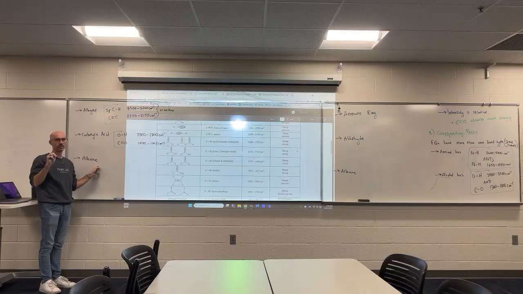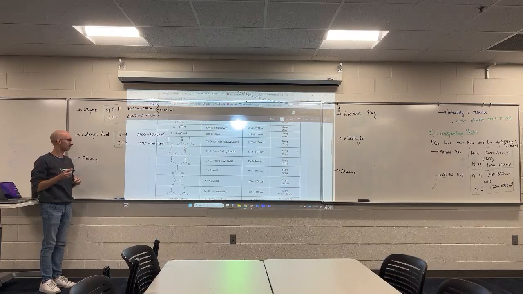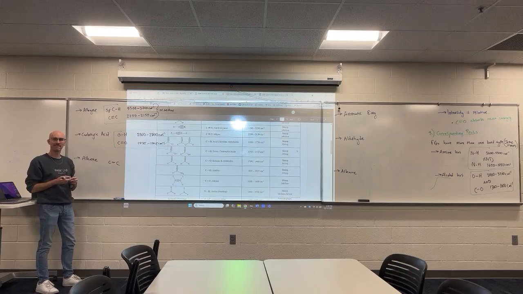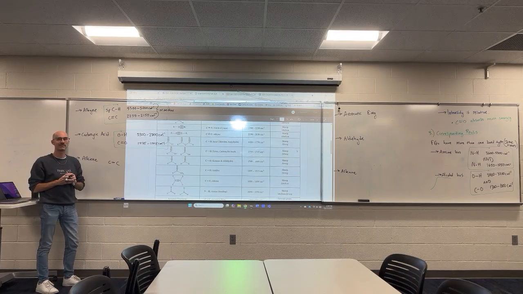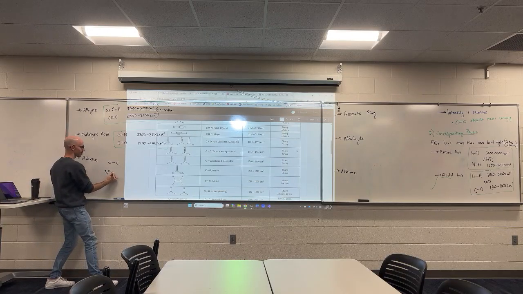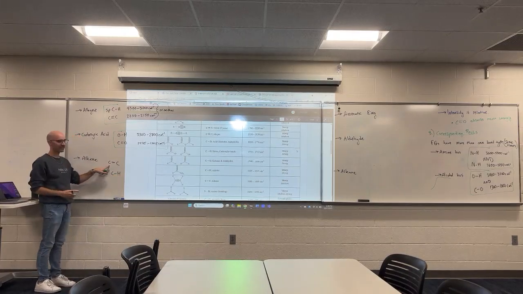Alkene. Here I had two groups that did alkene. Yeah? First in the back. What did you guys find? Not CH. Gotta be as unique as possible. sp2 CH and the CC double bond.